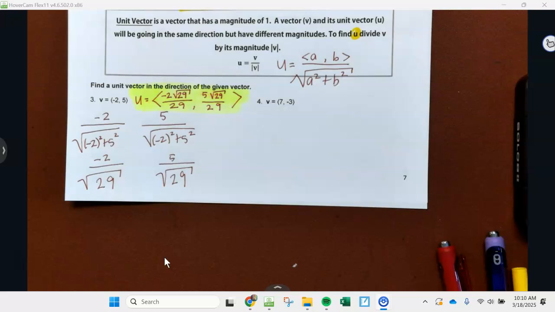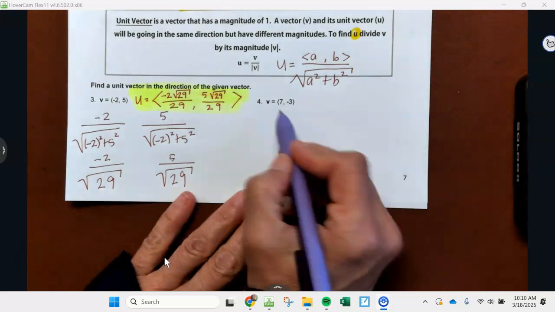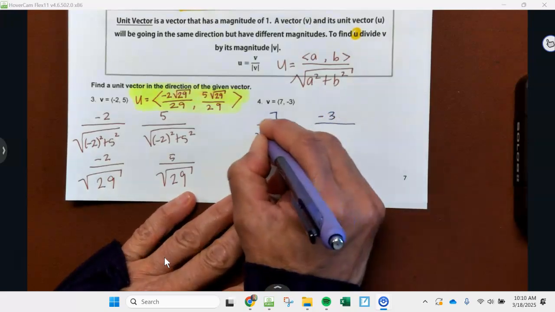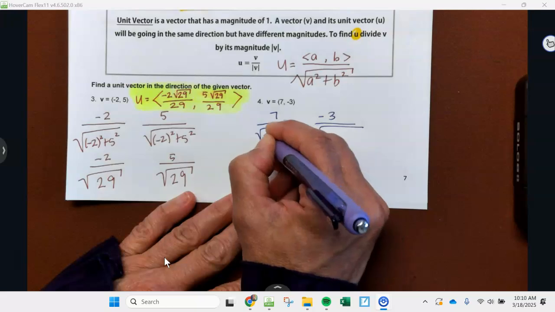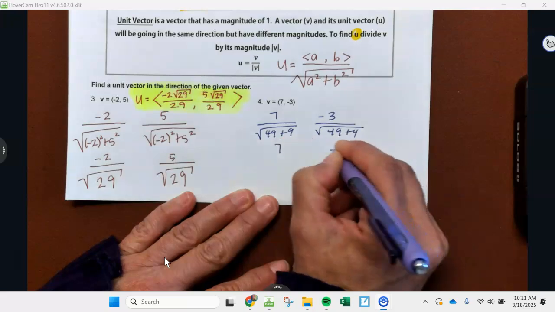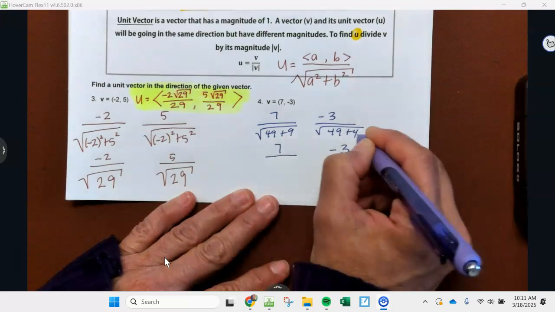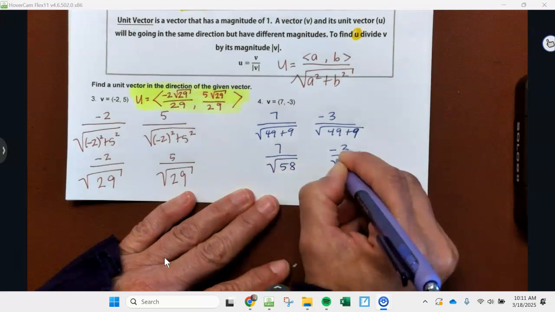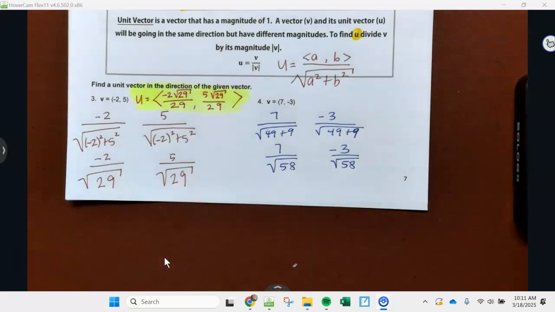Let's do it again. We're going to go a little quicker this time. All right, I have vector v. I'm going to break up its components. This is going to be 49 plus 9 on the bottom. And that's going to be the square root of 58. There are not any perfects in the square root of 58, so we can go straight to rationalizing.